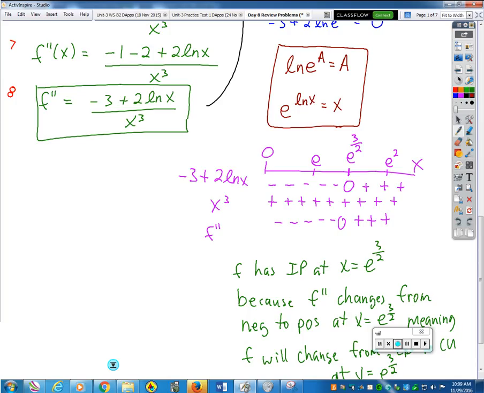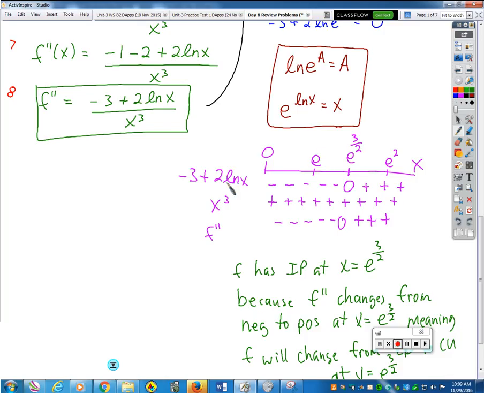I have the numerator factor and the denominator factor of f double prime. I know that when x is equal to e to the 3 halves, we just proved that this will be equal to 0. I have to find a value of x that is less than e to the 3 halves. Someone last period said, well, why not e to the first? This is e to the 1.5, so e to the first is less.